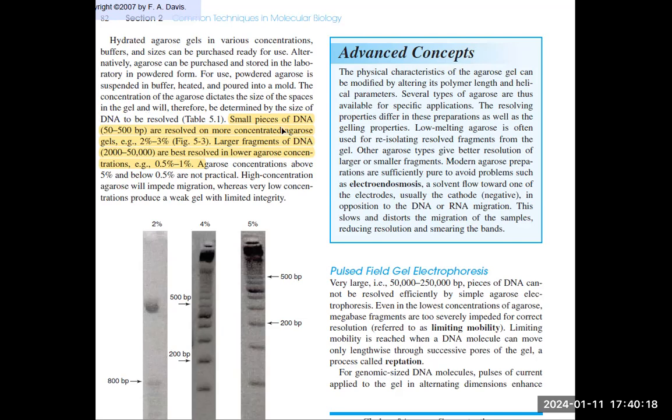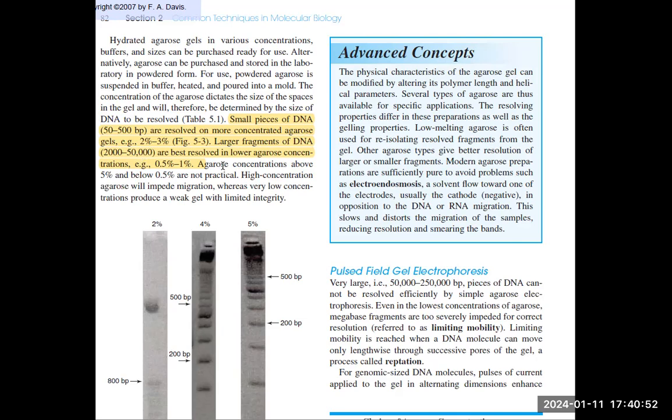For small pieces of DNA, 50 to 500 base pairs, it's best for us to resolve them in more concentrated agarose gels. How concentrated? That has to be 2 to 3%. However, for larger fragments, common sense, it's difficult for them to move if the concentration of our agarose is very concentrated. So we tend to make a lower concentration for our larger fragments ranging from 2,000 to 50,000 base pairs.